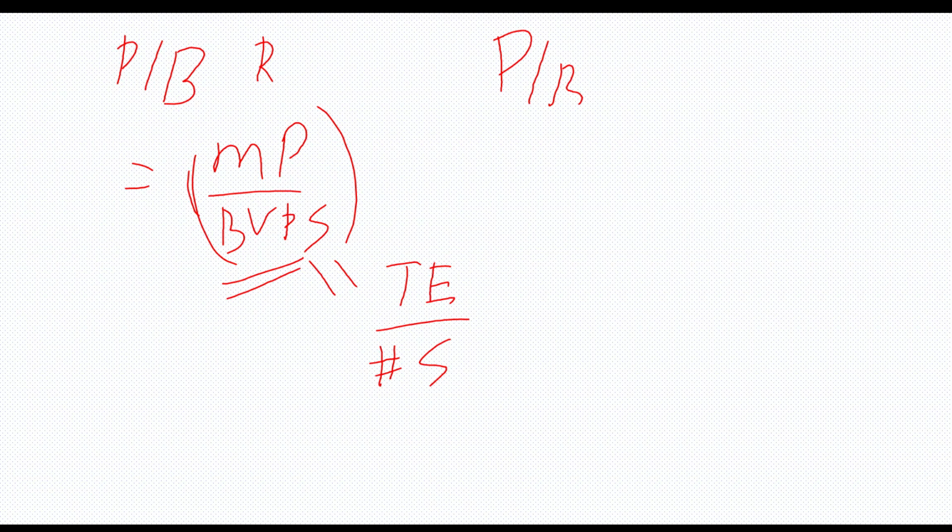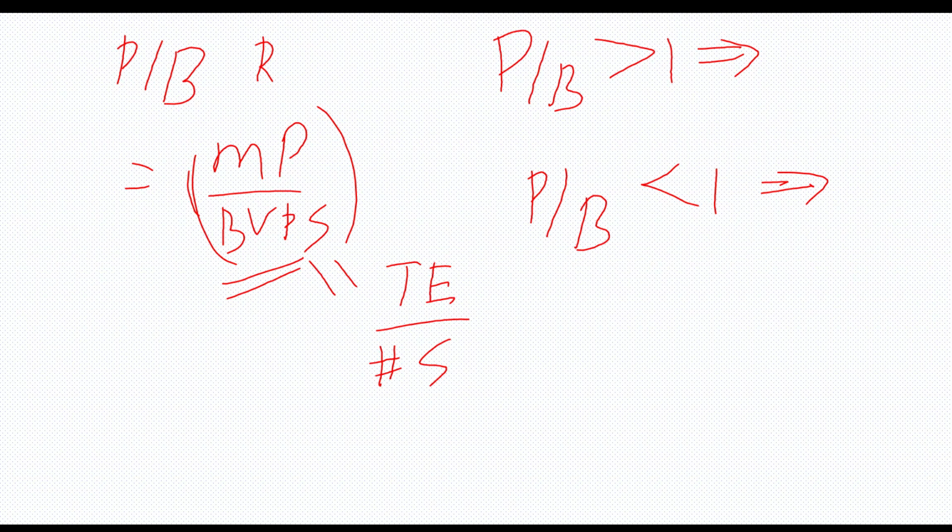Price to book ratio, if that is greater than 1, what does this mean? It implies that investors believe that the company is more valuable than the amount invested by the shareholder. Conversely, if that price to book ratio is less than 1, that means investors think this company is less valuable than the total amount invested by the shareholders.